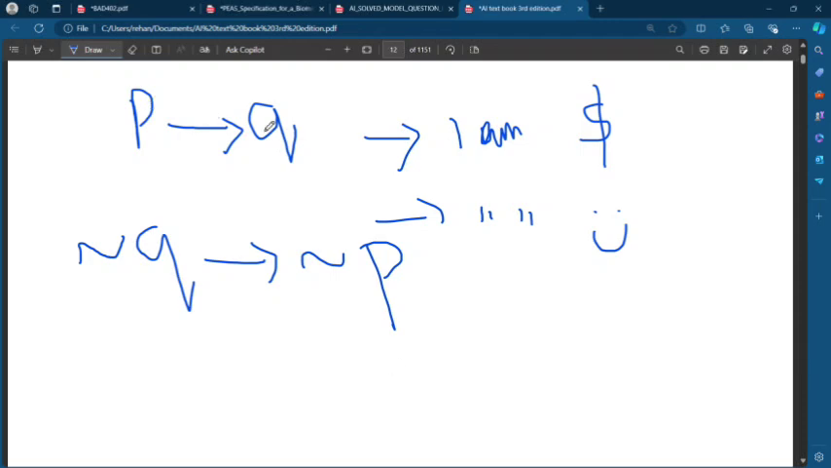Then what will be the contrapositive, the negation? If I am not happy, then I am not rich. That's true actually. So you can write like that. Just write this kind of example. You don't have to show only this much.